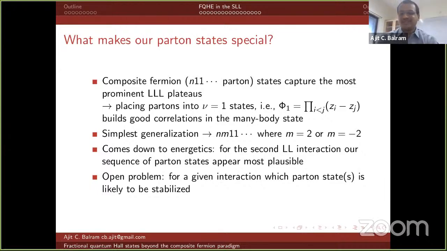one might ask what makes these partons special. It's like, why these parton states and not something else? So this is a bit of luck and some experience. What we know from the lowest Landau level physics is that putting more factors of (z_i minus z_j) is good, because this factor essentially keeps particles far away from each other. So that kind of builds good correlations in the many body states. And our states are like the simplest generalization of this. And instead of taking n11, you take nm11, and this m is like 2 or minus 2. But at the end of the day, this comes down to energetics. Just for the second Landau level, it turns out that these parton states are the most plausible. Given some random interaction, it's very hard to say which of the parton states will be stabilized. So that's an open problem.